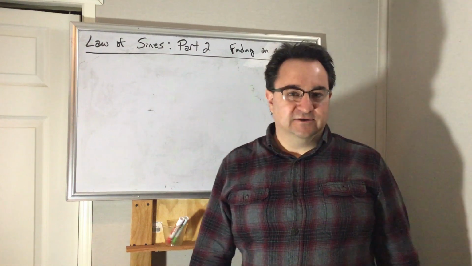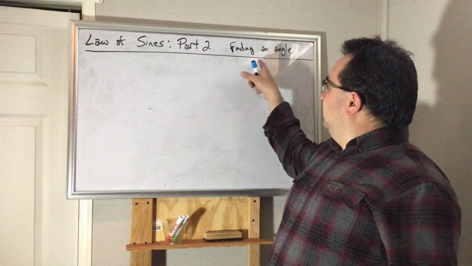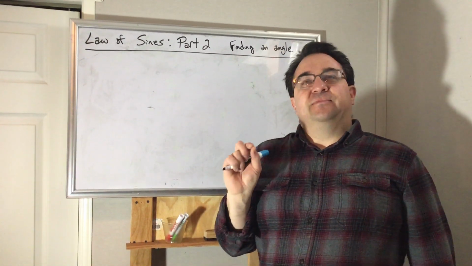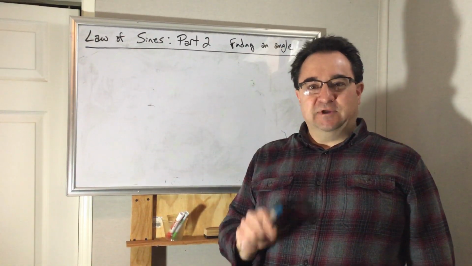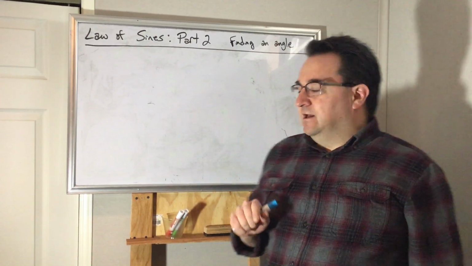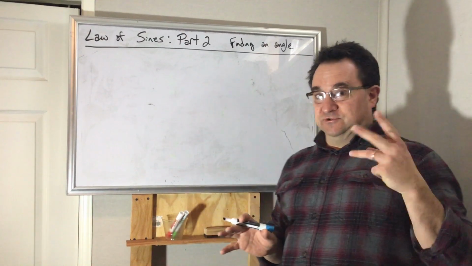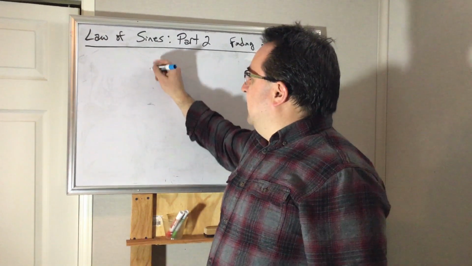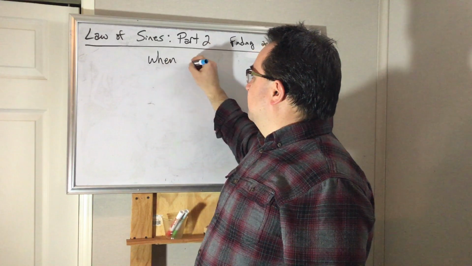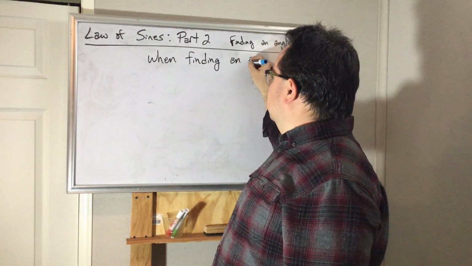Now that you've had some practice with the law of sines, we're going to move to finding an angle. So there's a lot more going on than we had to worry about in part one, where you're finding just a side. Now I'm going to give you a little preview. We're going to see how this all plays out, but there's three scenarios when you're solving for an angle.